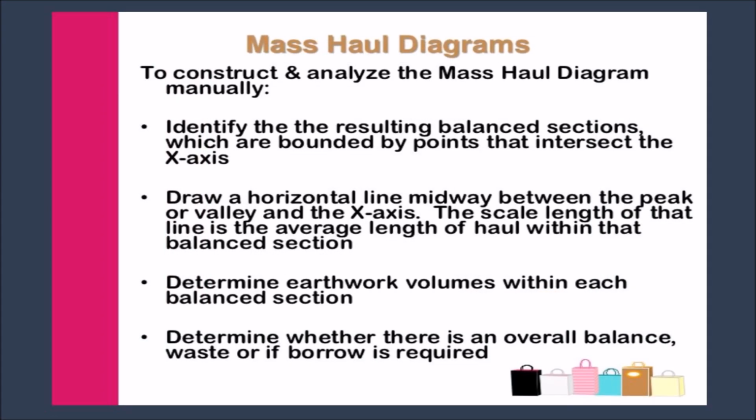To construct and analyze the mass haul diagram manually, you need to identify the resulting balance sections, which are bounded by points that intersect the x-axis. Draw a horizontal line midway between the peak or valley and the x-axis. The scale length of that line is the average length of haul within that balance section. Determine earthwork volumes within each balance section, and determine whether there is an overall balance, waste, or if borrow is required.